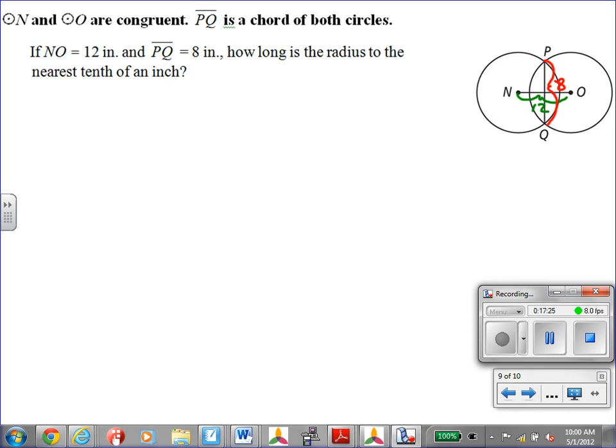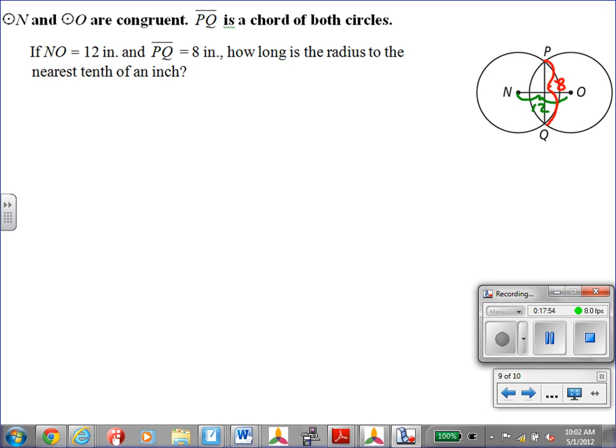The radius of both circles is going to be the same. Does everybody agree with that? Because they're congruent circles, right? So we need to find the radius of the circle. They give you 8 and 12. What is your plan of attack? What we need to do is make a right triangle. You can make it one of 4 different ways. It doesn't matter. It's all going to be the same triangle.